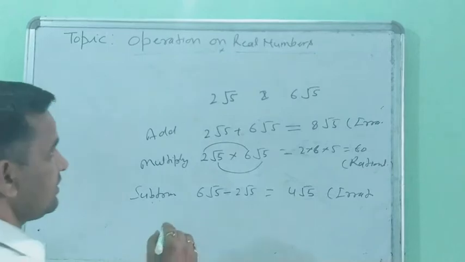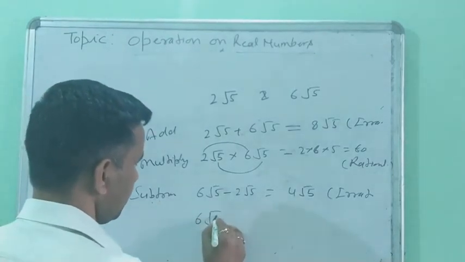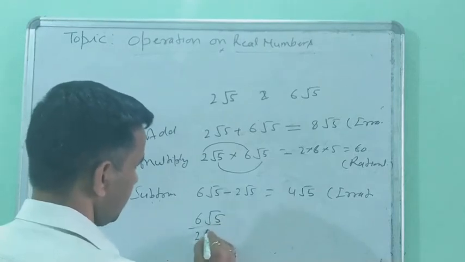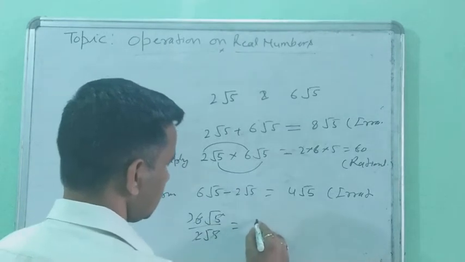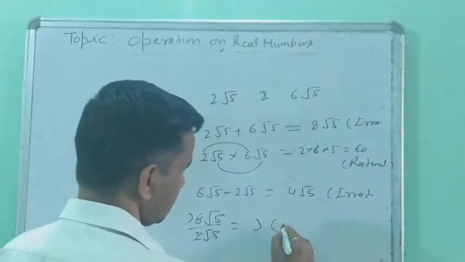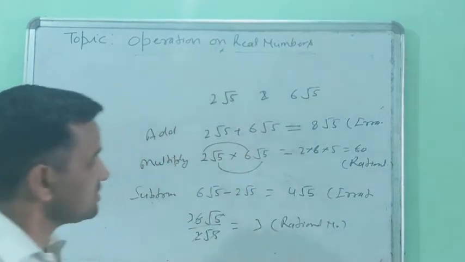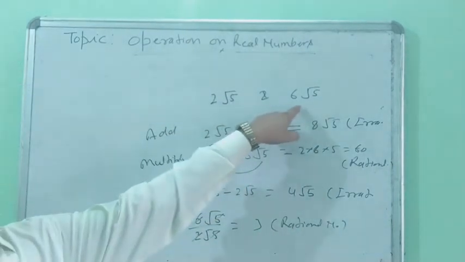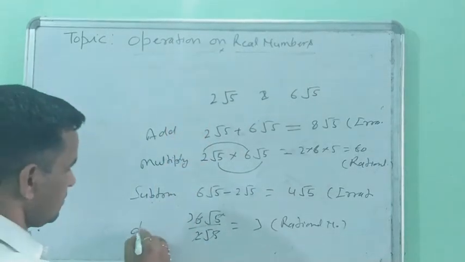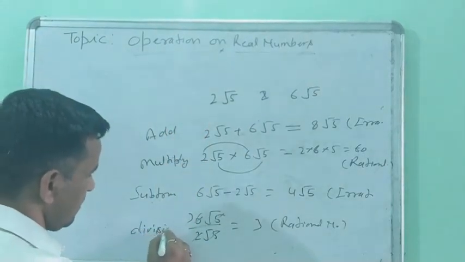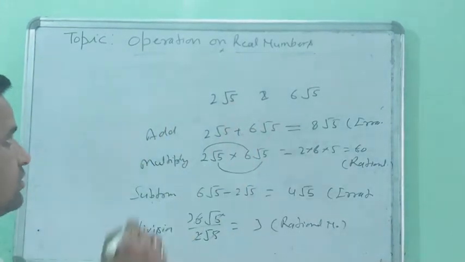When you divide 6 root 5 by 2 root 5, what result comes? 6 divided by 2 is 3, and root 5 cancels. Only 3 remains. This is a rational number. It means you are using the same numbers but doing different operations. This is a division, and you are doing different operations in the given question.